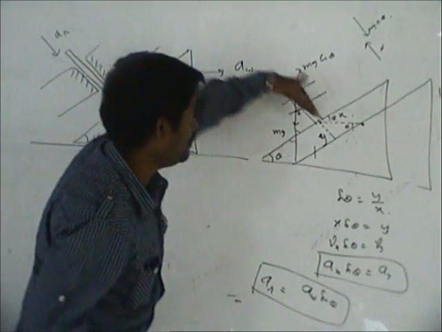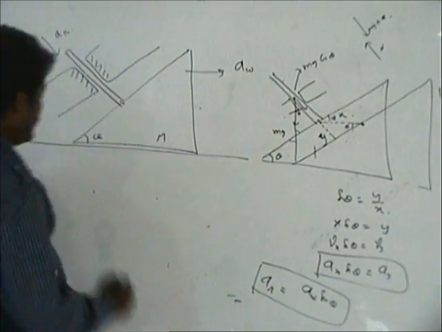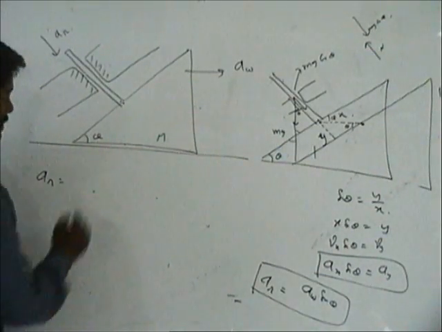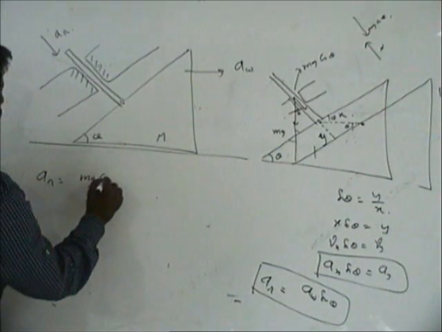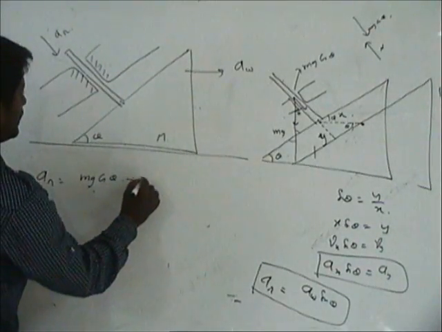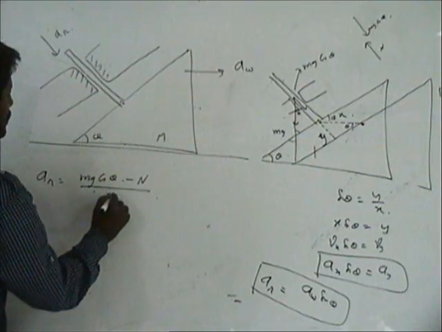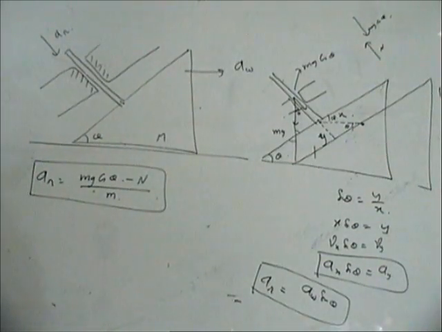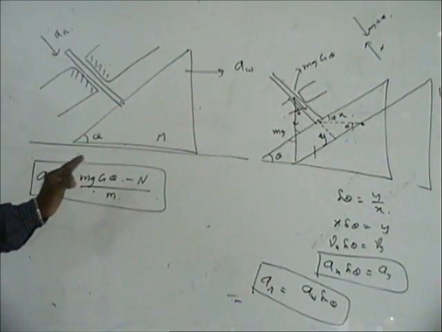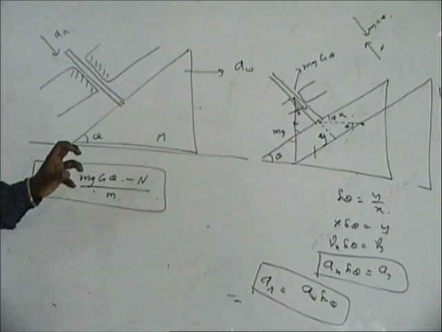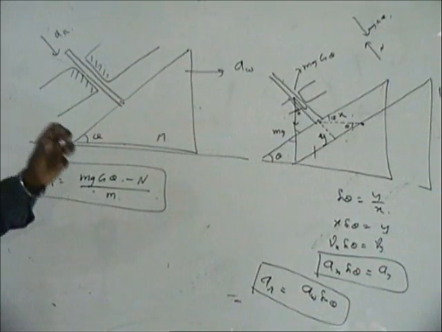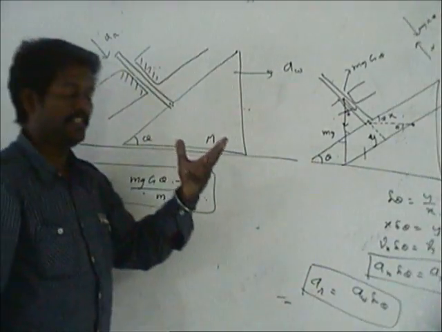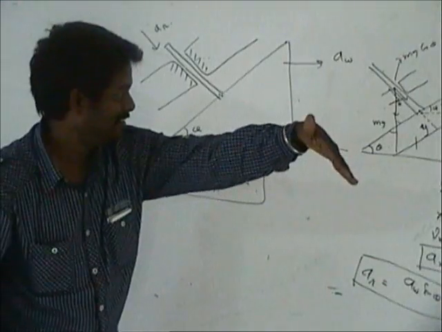But the rod is moving down with some acceleration. Therefore, acceleration of the rod is net force by mass, that is (mg cos theta minus N) by mass of the rod. We got one equation for acceleration of the rod: net force on the rod divided by mass. When I say net force, the force in the direction of motion only. Other force is not required because the rod is constrained to move along the wall.